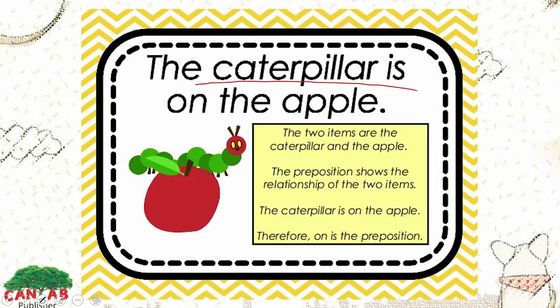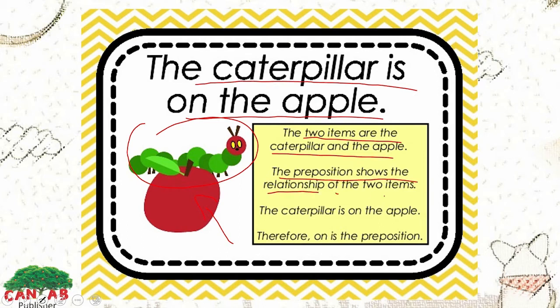The caterpillar is on the apple. कैटरपिलर क्या है? ये है, और ये आपका एप्पल हो गया. अब कैटरपिलर आपको दिख रहा है कि वो एप्पल के ऊपर बैठा हुआ है. The two items are the caterpillar and apple. The preposition shows the relationship of the two items. टू आइटम्स कौन कौन से? एक आपका कैटरपिलर हो गया और एक आपका एप्पल हो गया. The caterpillar is on the apple. Therefore, on is the preposition here. Yes. Your full sentence is: caterpillar is on the apple.